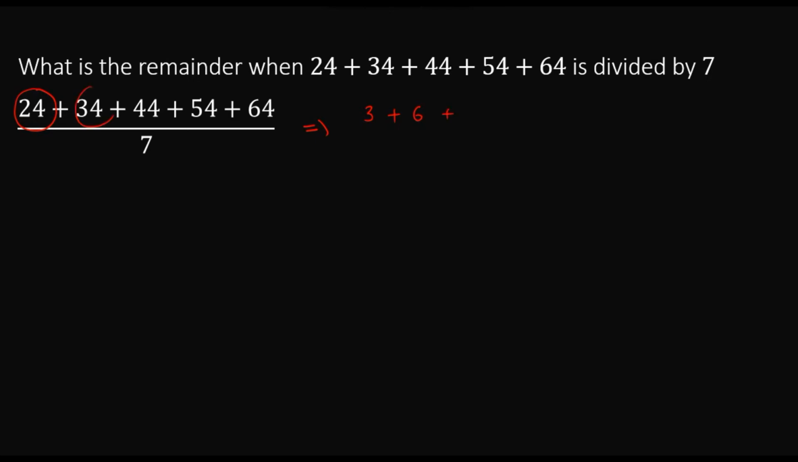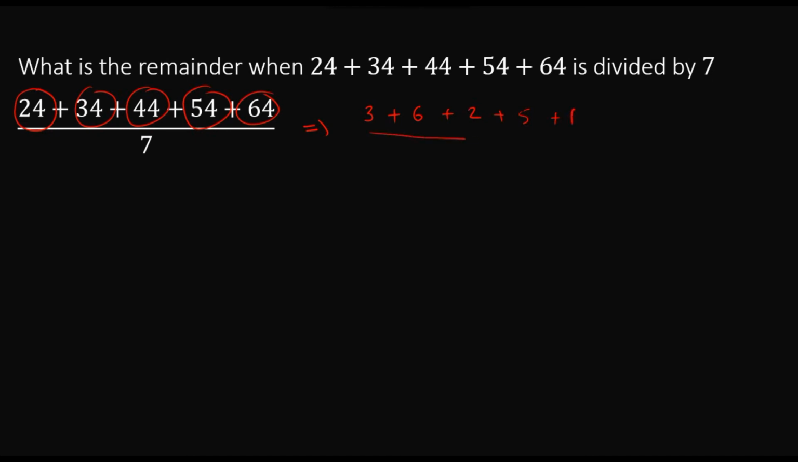Then 44, okay, this is done. 44, 7 6 is 42, 2 is the remainder here. Then 54, 7 7 is 49, 5 is the remainder. And then the last number 79, 7 9 is 63, 1 is the remainder.